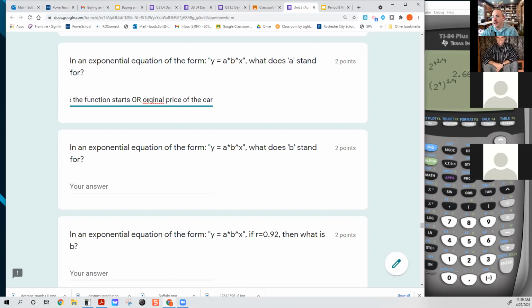All right, I need an I in there. It's where the function starts, or in our case, for our purposes, it's the original price of the car. A is the original price the car was purchased at before it started depreciating.